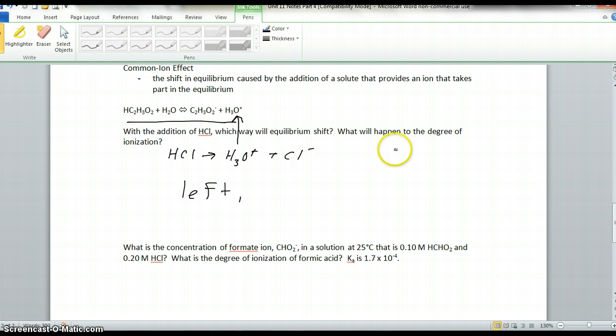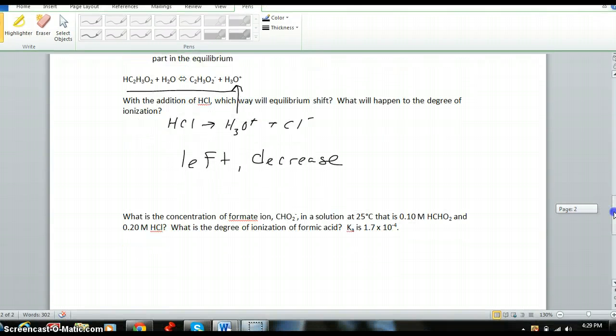The second question says, what will happen to the degree of ionization? Well, if you're shifting to the left, it means you're taking this ion that broke apart from acetic acid and you're making less of it because you're shifting to the left. So the degree of ionization will decrease because it's not breaking apart as much as you shift back to the left. The final example, we're just going to pick one of the two down here just to show you how the common ion effect would work in an ICE chart problem.